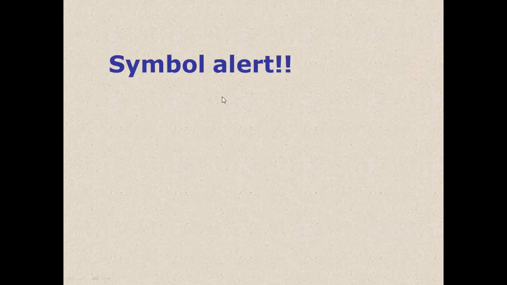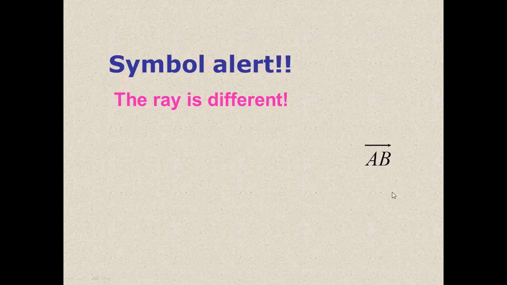Simple letter. The ray has a different symbol, for example, this is a different symbol for a ray. This is the symbol of ray AB.